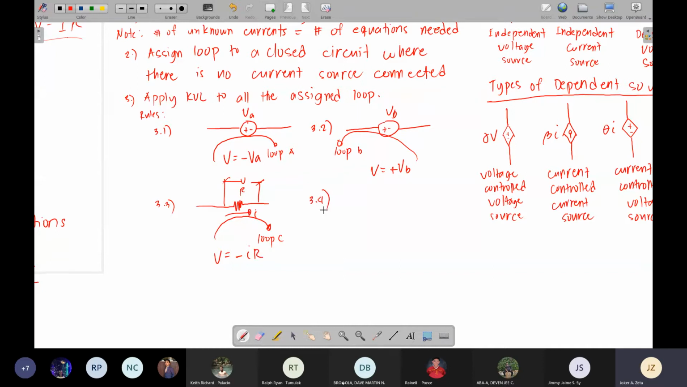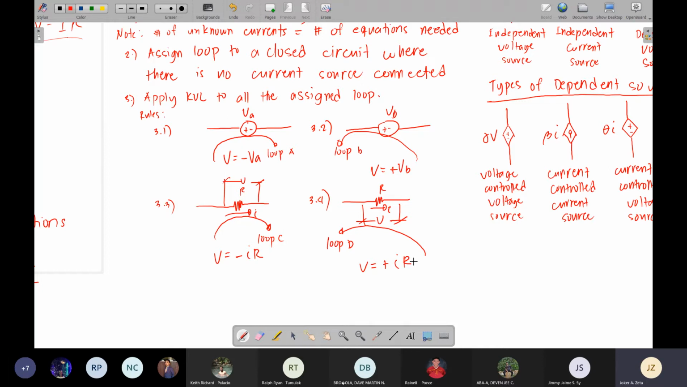And the last rule for KVL: again, you have the same resistor R and the same current I. Of course, you will always have the voltage developed by this resistance. If, for example, this is my loop, let's say loop D, and the loop is opposing the direction of the current, then your voltage is positive. So this will be positive IR. So these are the 4 rules in applying KVL.